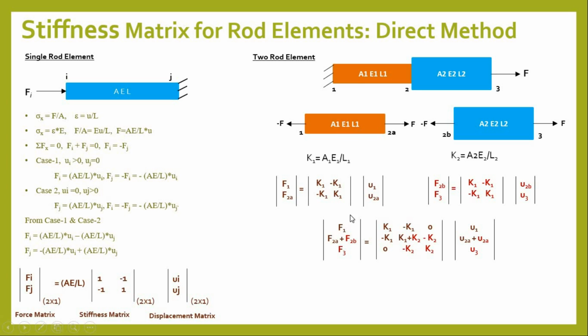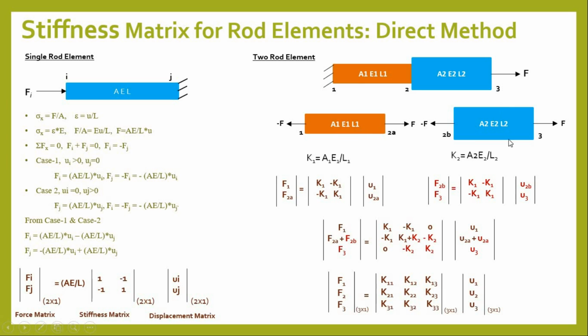And similarly, the displacements U2A plus U2B is equal to U3, right? So when we add, we get another matrix with F1, F2, F3. These are the force values, these are the stiffness values, and this is the displacement. So likewise we need to formulate the matrix. First we formulate the equation, and then from that equation we form the matrix. Then FEA calculates based on this matrix.